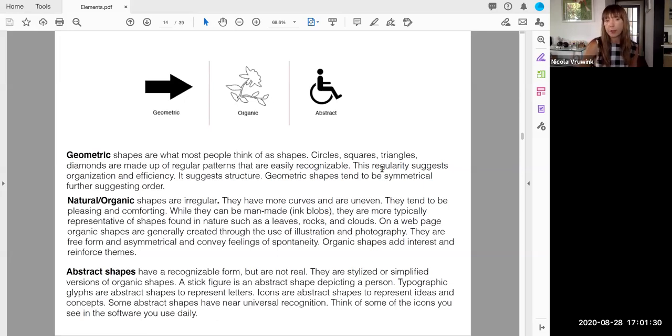Glyphs are letters. They're abstract shapes that represent letters. Icons are abstract shapes meant to represent ideas. Graphic designers love to make icons because you can convey this abstract idea in a pictorial-like shape. Some abstract shapes actually have almost universal recognition. Think about all the icons you use in your software and see daily.